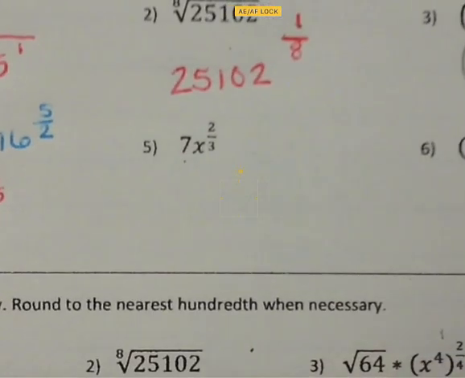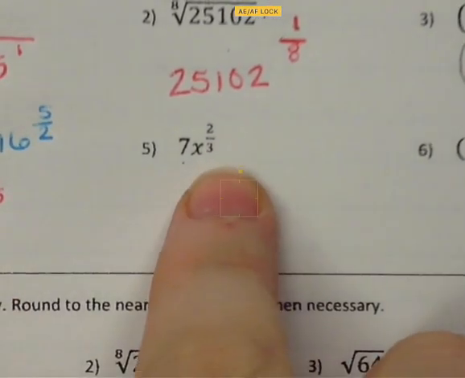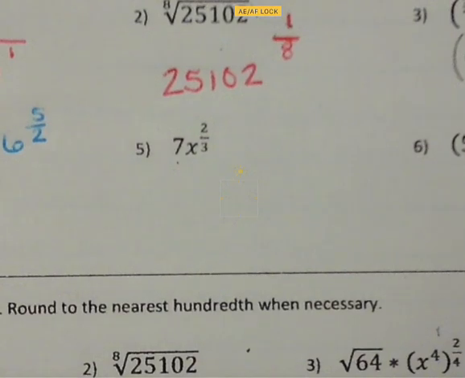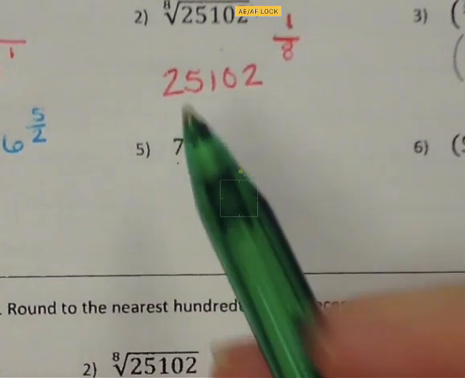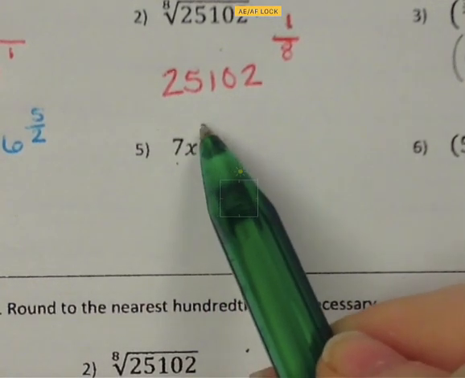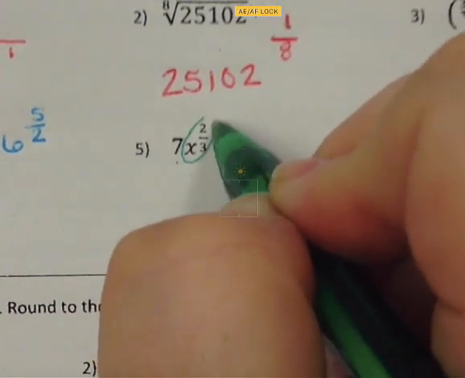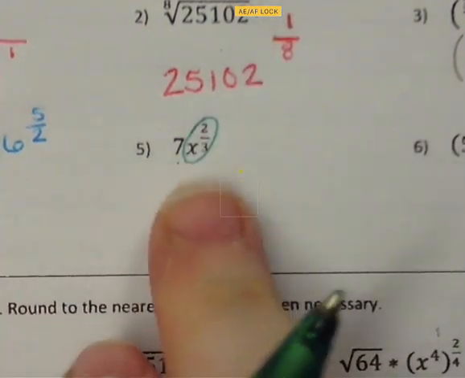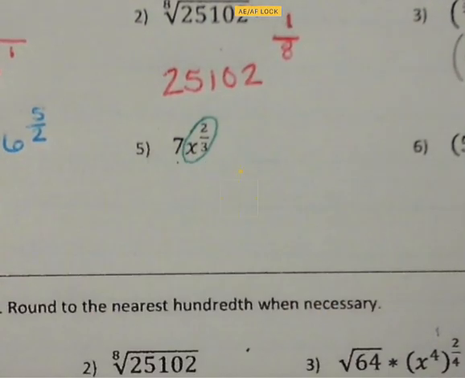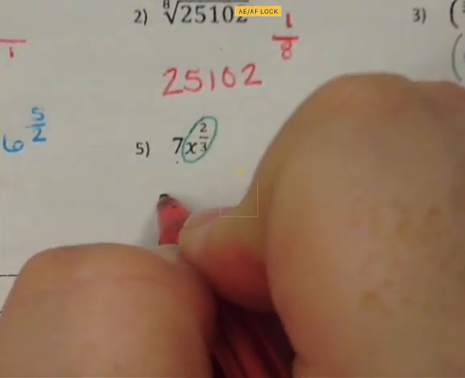Example 5. Again, we don't have a radical, so we want a radical. So again, you have to look to see what is the exponent attached to. The exponent is only attached to the x, so that's the only thing that becomes a radical. The 7 stays as a coefficient. The 7 is still on the outside of the problem.